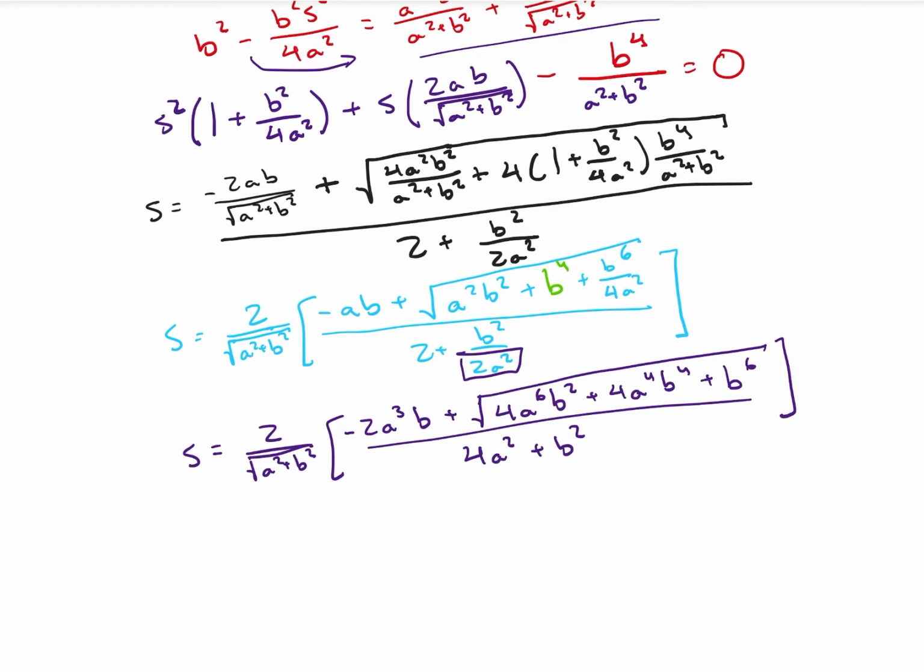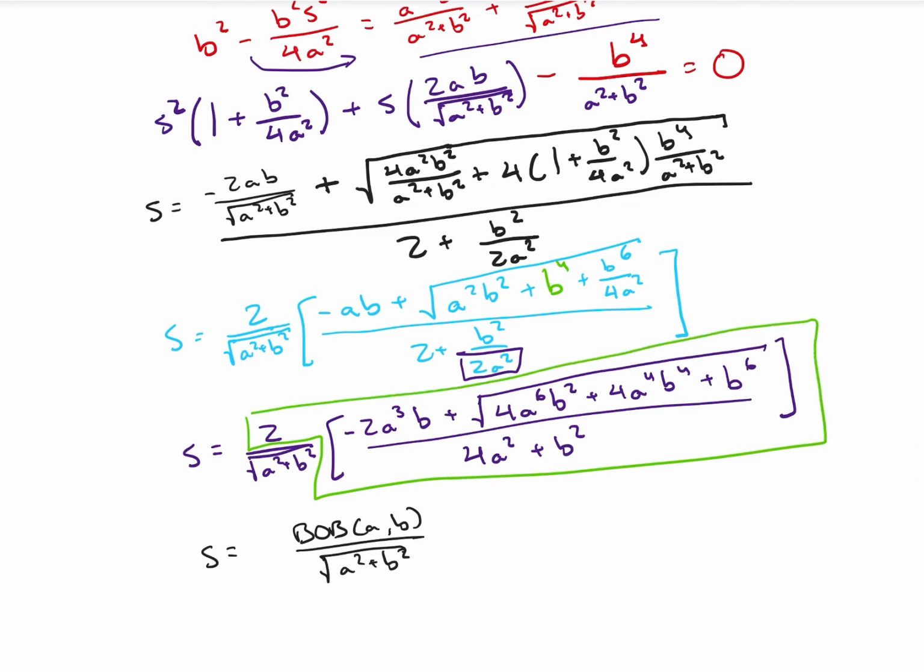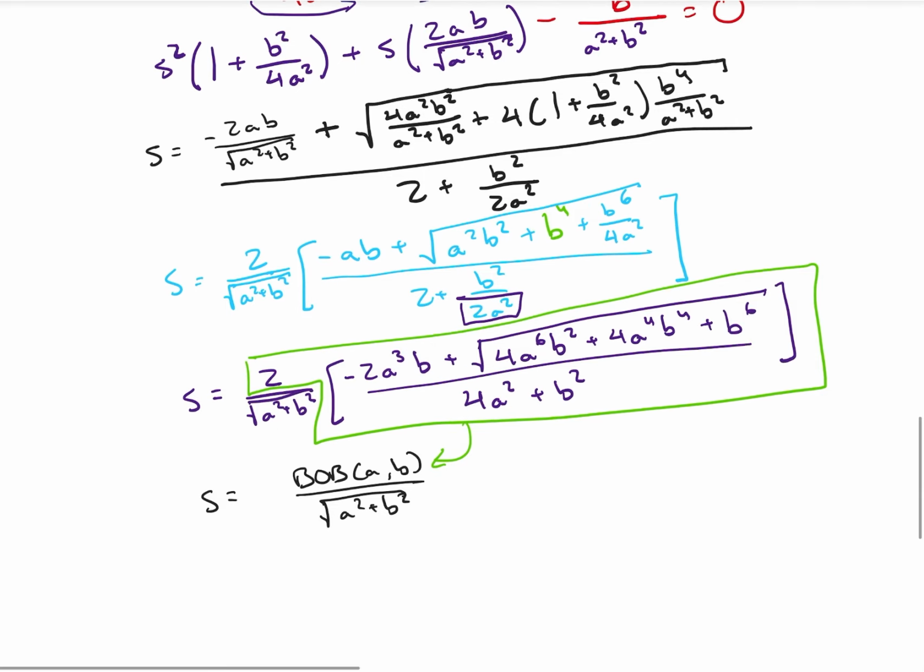And for the rest of perpetuity, this is now going to be known as Bob of a, b divided by the square root of a squared plus b squared. Okay, so what is Bob? Bob is all of this mess. That is Bob. So say hello to Bob. He's our new friend. And we're not going to write that all out anymore.